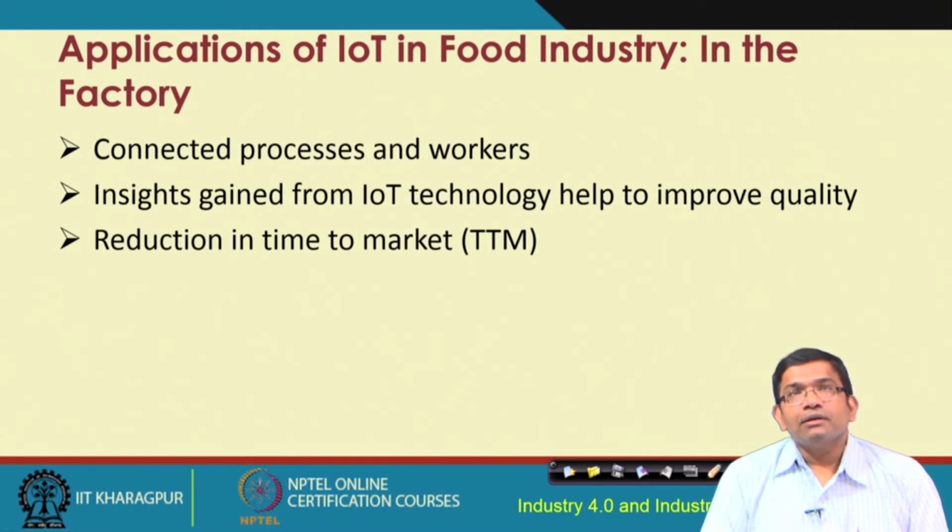In the factory, IoT implementations can help the different machineries in the food processing industry and the different workers working in the food processing industry to remain connected autonomously. This connectivity can help in gaining insights to improve the quality of the food product, the quality of the food processes and so on, and consequently they can also help in the reduction of the time to market, TTM.